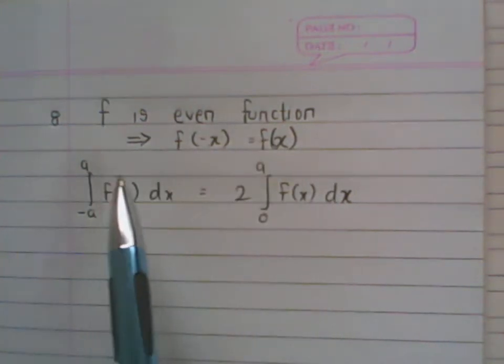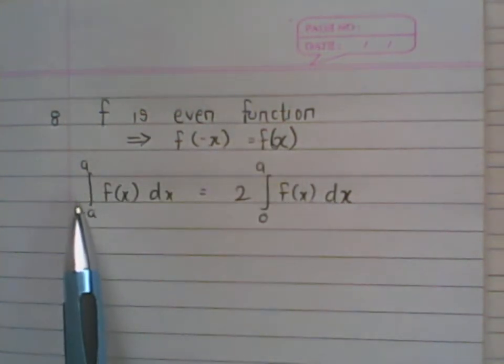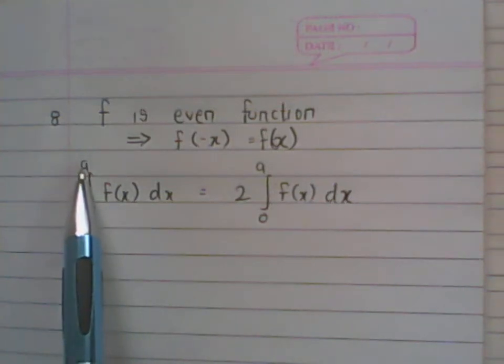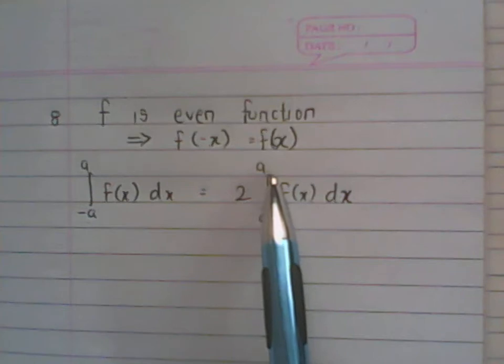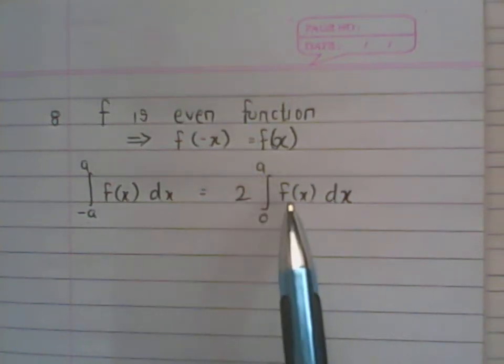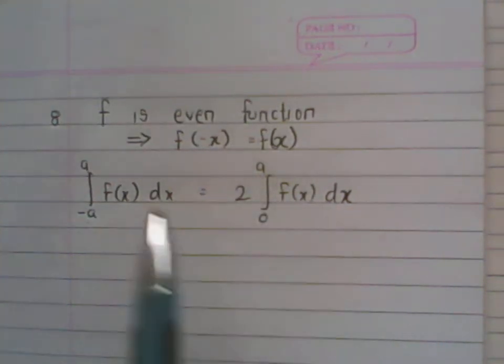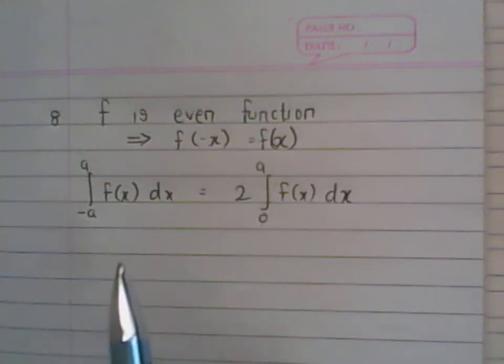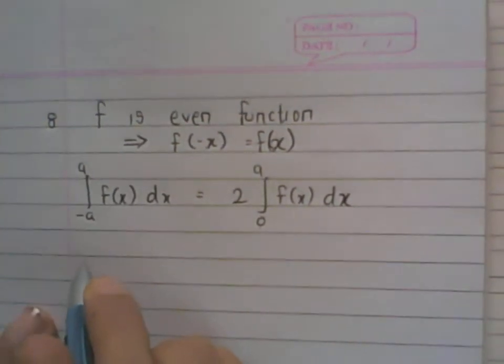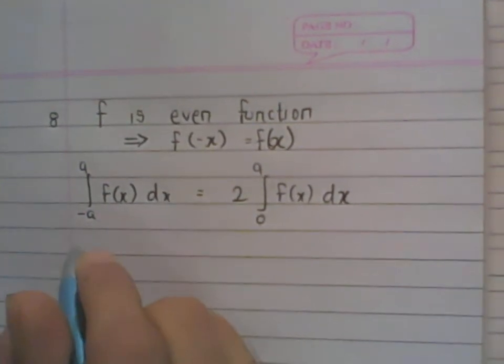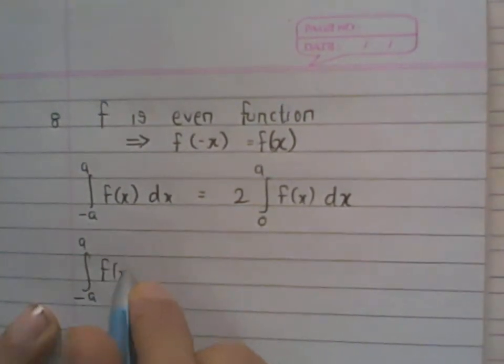And the property of the definite integral says that the definite integral from negative a to a of f of x dx is equal to 2 times the definite integral from 0 to a of f of x dx. And one way to prove this is, we can split this left hand side. So I'll start with the left hand side, negative a to a of f of x dx.